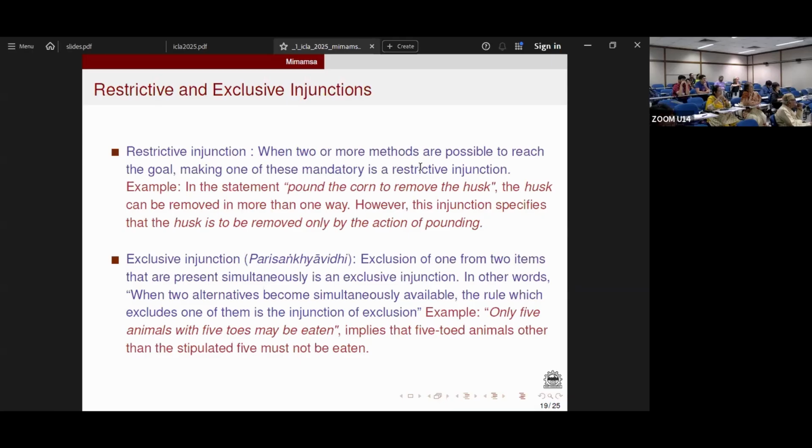So what does it mean? It's not saying that you should eat those 5-toed animals. It says other than these 5-toed animals, others should not be eaten. So it is excluding others rather than saying do this. So it's called a parisankhya, an exclusive injunction. So you get the difference between the niyama, the restriction, and the exclusion, right? So we have these kinds of injunctions in the Vedas.